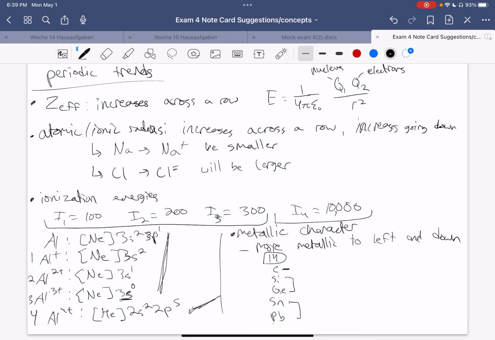And just know that metallic character means the more metallic something is, the more likely it is to form a cation, to lose electrons. Yeah, that's pretty much it.